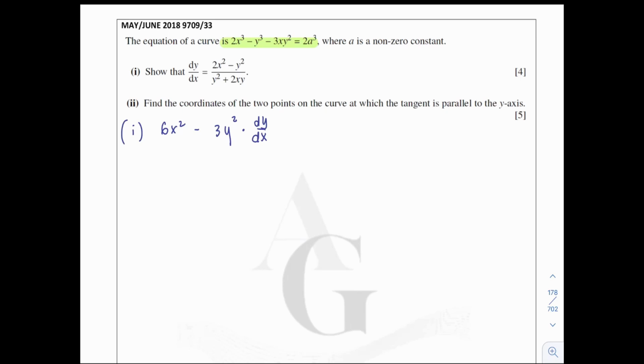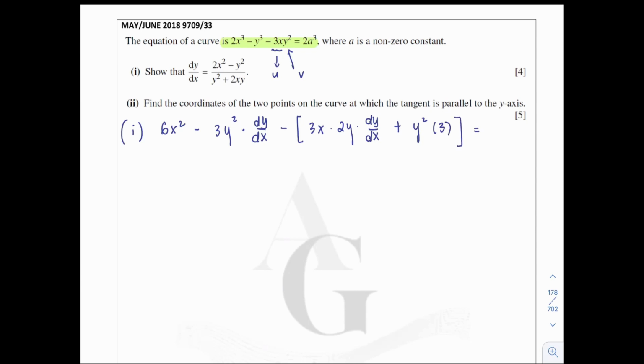As for the third term here, you should notice that it's a product of 3x multiplied with y squared. So you should treat the 3x as your u and the y squared as your v. So let's open up a big bracket here. And according to our formula, it's u dv plus v du. So what we need to do is copy the 3x, differentiate the y squared. Differentiate the y squared, you should get 2y dy/dx. Plus, copy the y squared, differentiate 3x.